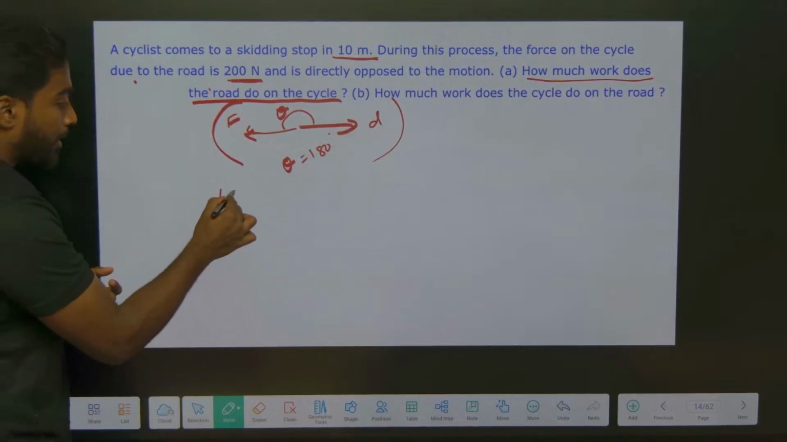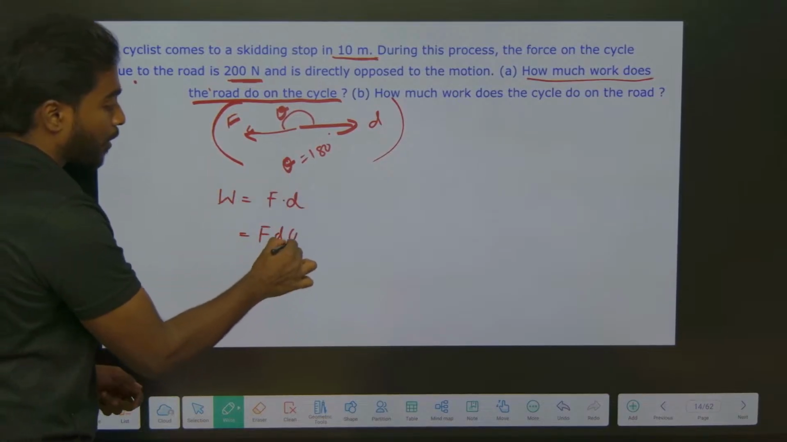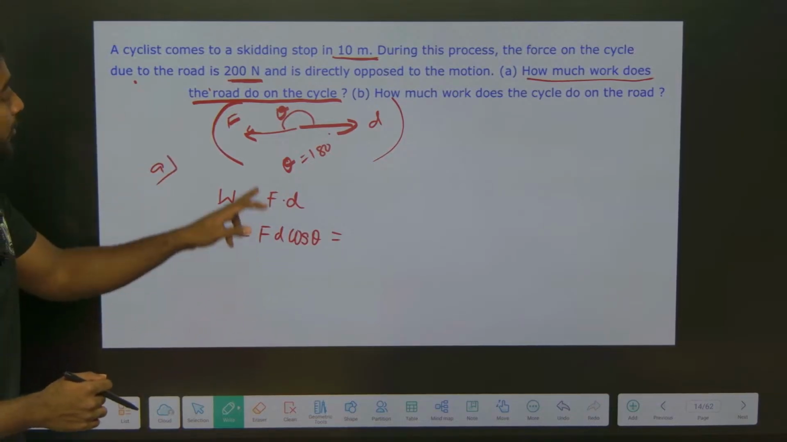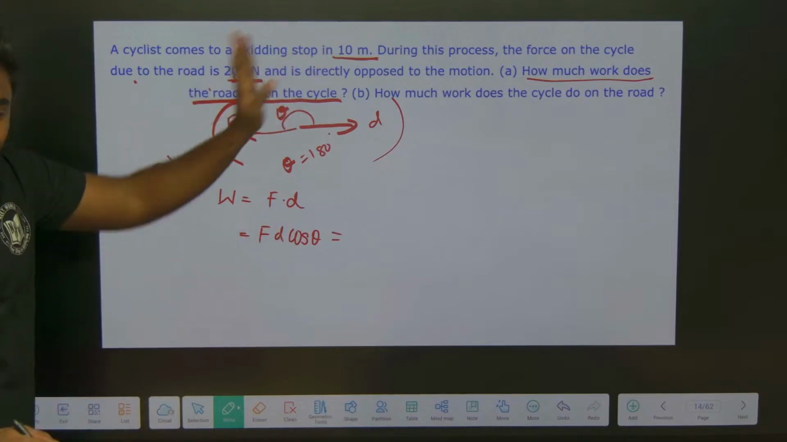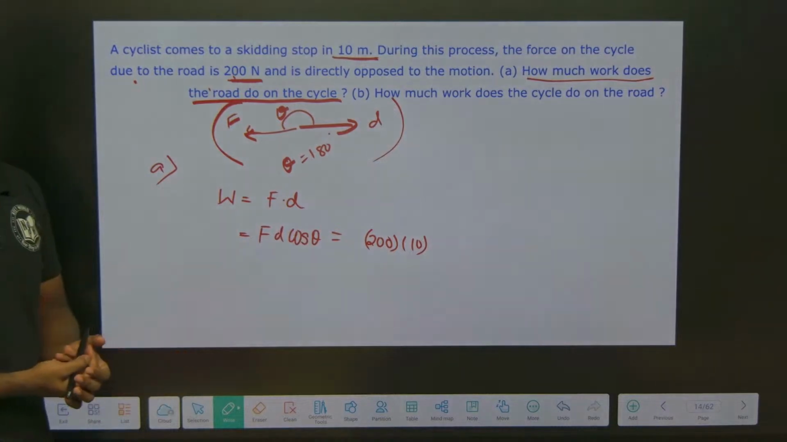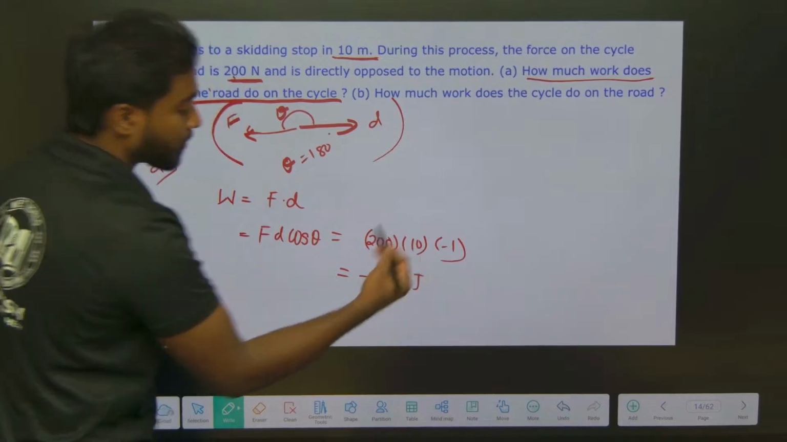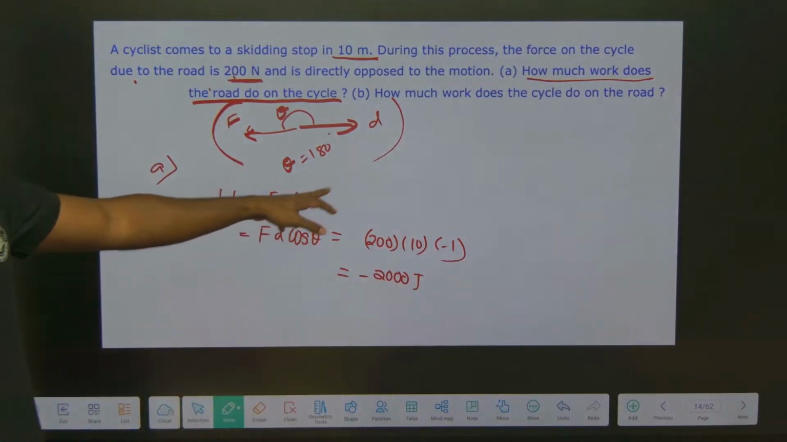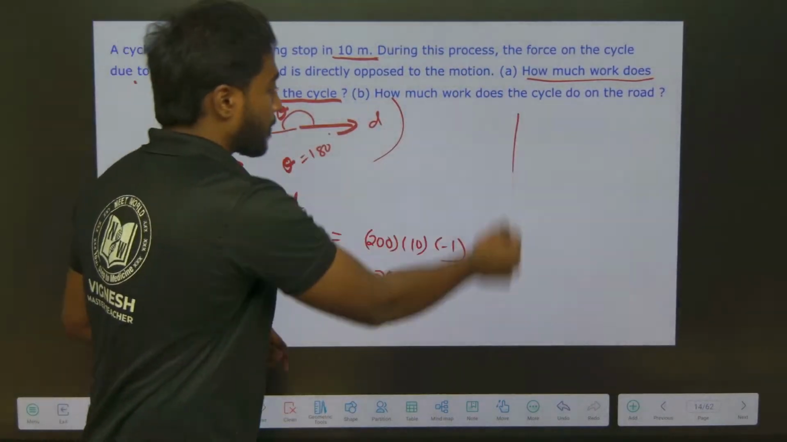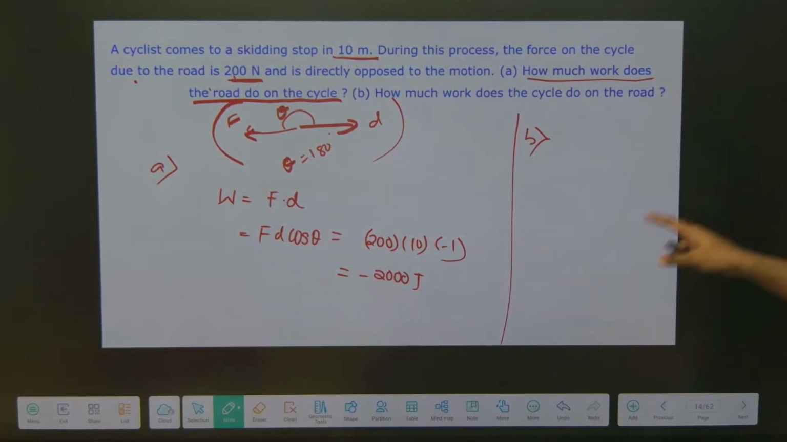So work done will be equal to F dot D, which is nothing but F D cos theta, for the first part of the question. Force is how much? 200. Displacement is 10 meter. So 200 into 10, cos 180 is minus 1. That's it. So minus 2000 joules. Okay. Next one, how much work does the cycle do on the road? Can you give the answer for this one? We'll see. Take this part of the first question and give the answer for the second question. Try it now.